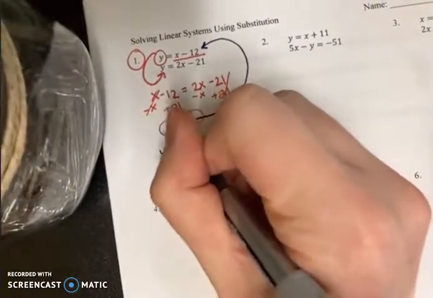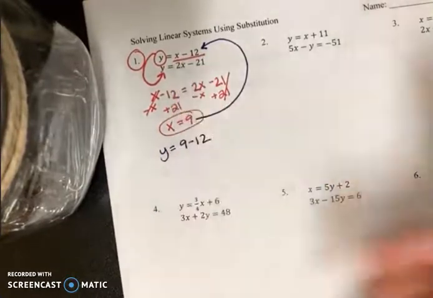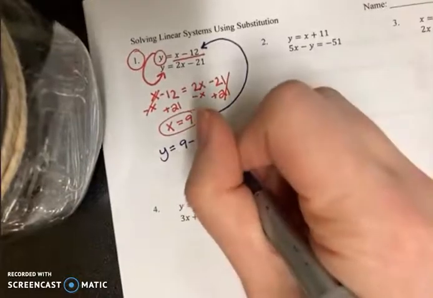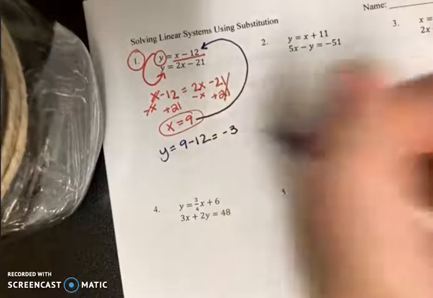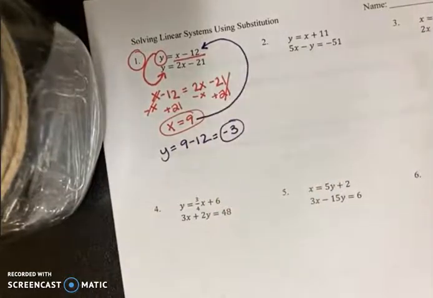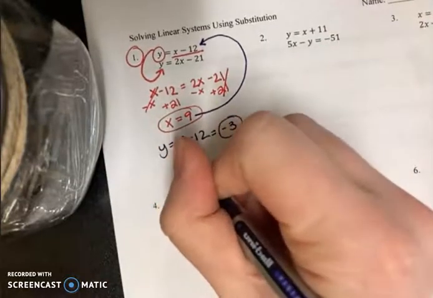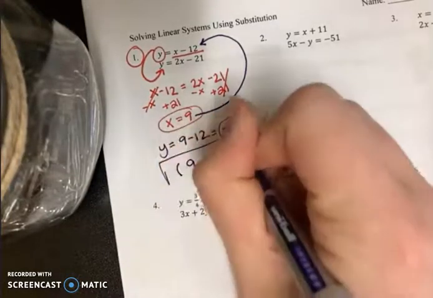Y equals 9 minus 12. It just looks easier because it's x minus 12 instead of 2 times x minus 21. And when you subtract 12 from 9, you get a negative 3. Remember, your final answer should be a coordinate. So my final solution should be written as 9 comma negative 3 because the coordinate is x comma y.